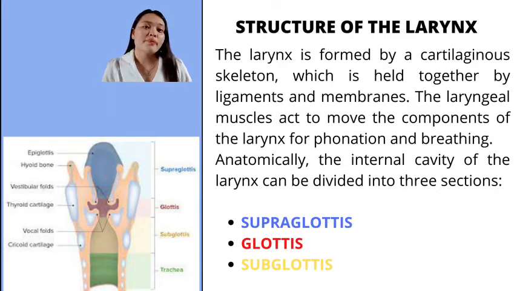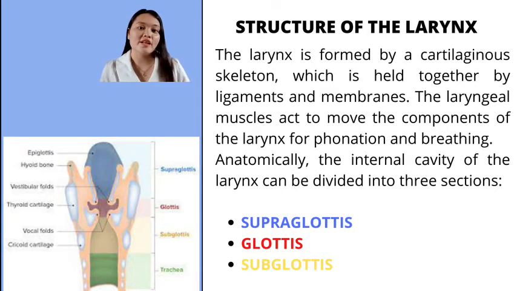The larynx is formed by a cartilaginous skeleton which is held together by ligaments and membranes. The laryngeal muscles act to move the components of the larynx for phonation and breathing. Anatomically, the internal cavity of the larynx can be divided into three sections.